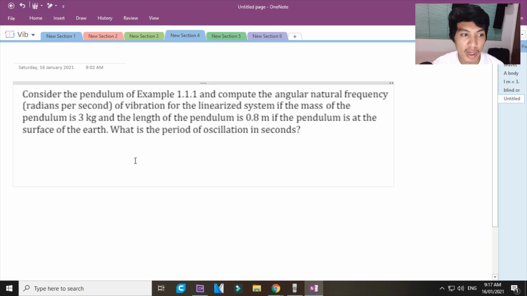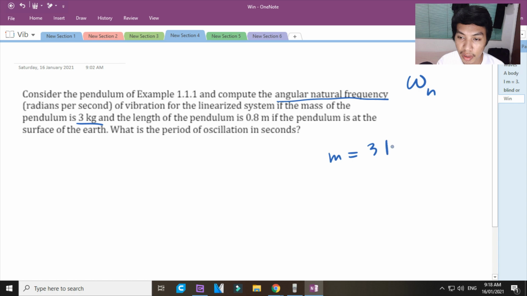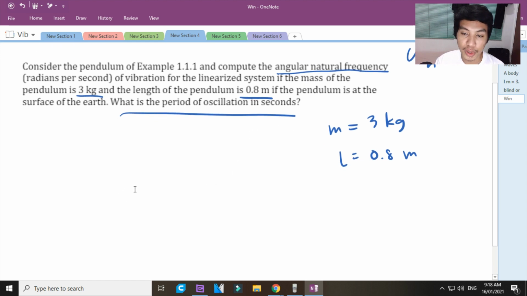For number 4, the last problem. Consider a pendulum such as the recently given. Compute the angular natural frequency. So, that is omega n in radians per second of vibration. For the linearized system, if the mass of the pendulum is 3 kilograms, so M is 3 kg. The length of the pendulum is 0.8 meter. If the pendulum is at the surface of the earth, what is the period of oscillation in seconds?